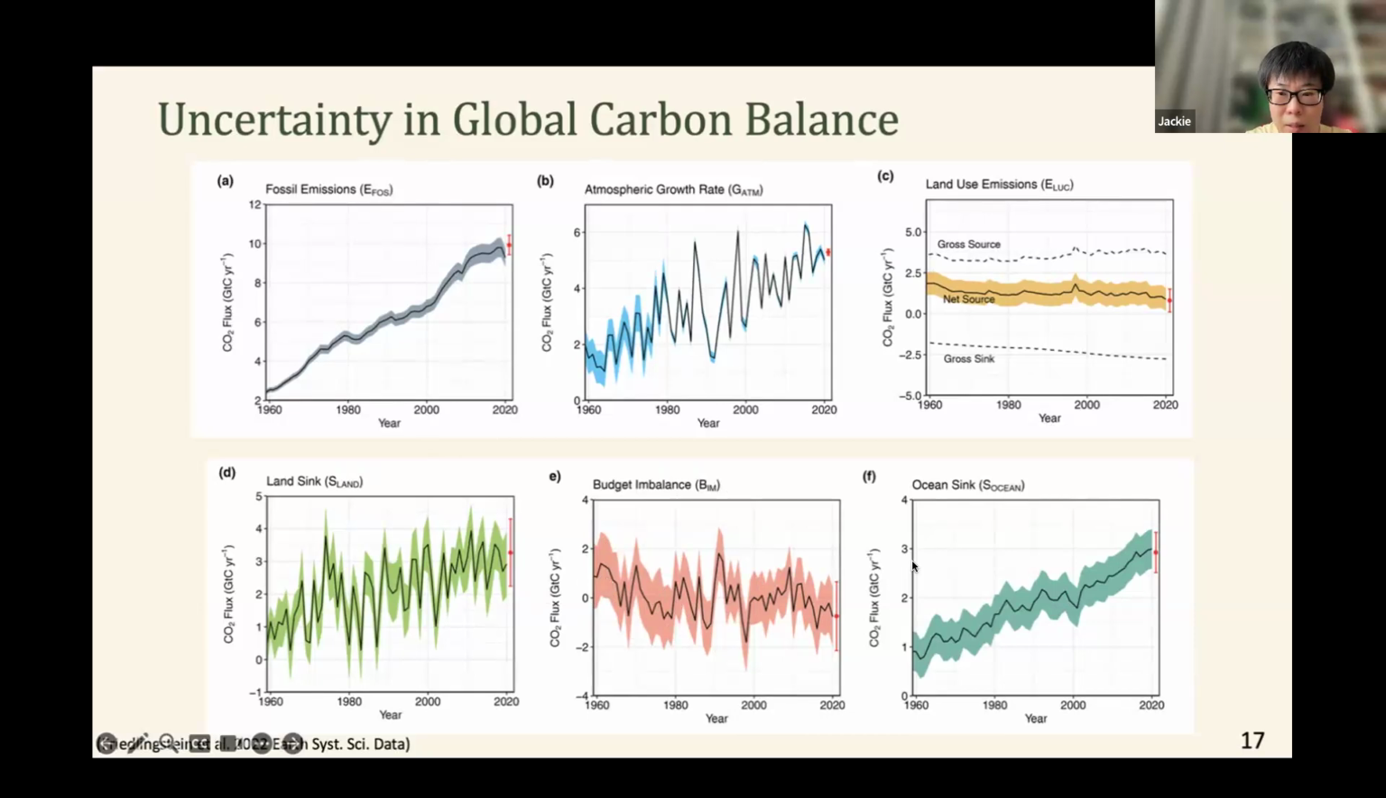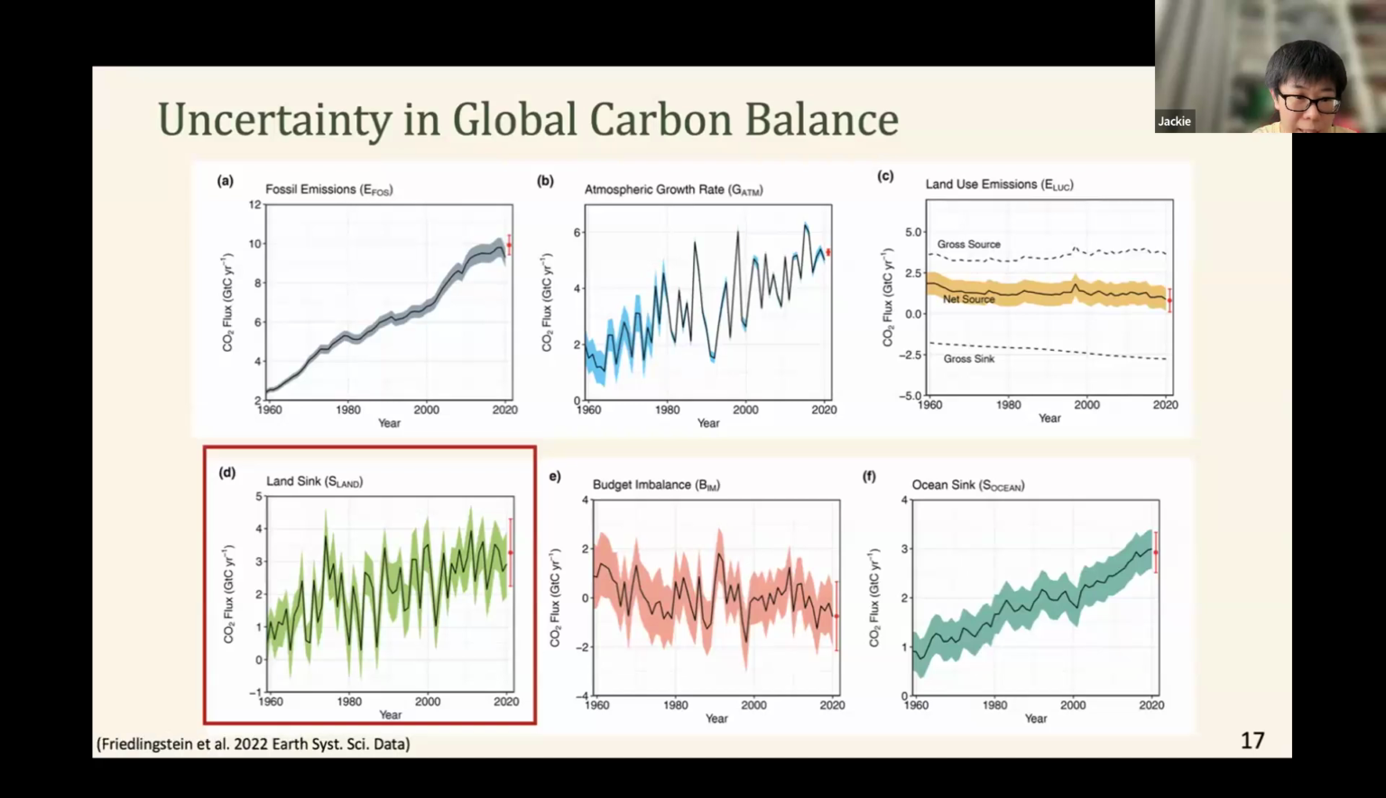If you also check the other sink and source terms here, the first intuitive information we get from this slide is that the interannual variability of the land carbon sink is way larger than other terms, right? And the uncertainty of this land carbon sink is pretty much comparable to the budget imbalance uncertainty, while for the other terms the uncertainty is relatively smaller. So the first information is that the uncertainty in estimating the land carbon sink is a major reason causing this budget imbalance.